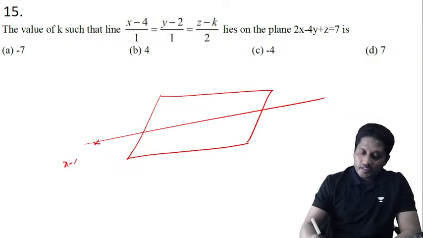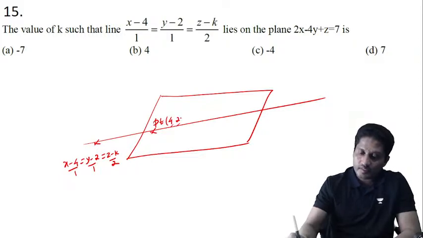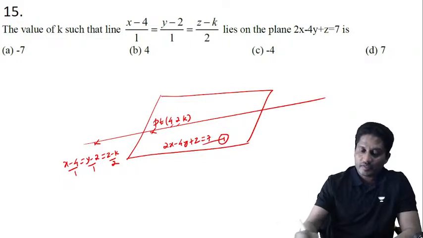This line is (x minus 4)/1 = (y minus 2)/1 = (z minus k)/2. There is a point on this line. The point on this line is (4, 2, k). This lies on the plane, that is 2x minus 4y plus z is equal to 7. You call it equation 1.